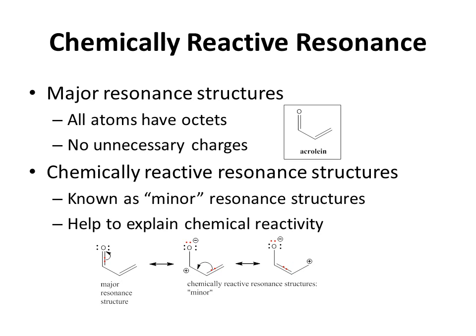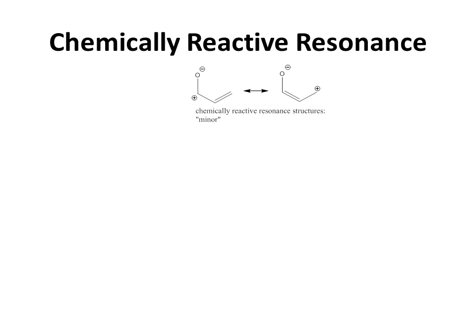That would resonate through empty orbital pi resonance to put the plus charge on the terminal carbon, and that's our second chemically reactive or minor resonance structure. These 2 structures are going to explain some of the chemical reactivity of acrolein, which we'll see in the next slide. Okay, here are our chemically reactive or minor resonance structures for acrolein, with the lone pairs stripped away for clarity. Now we're going to bring in the methyl or CH3 anion, which is going to react with acrolein.